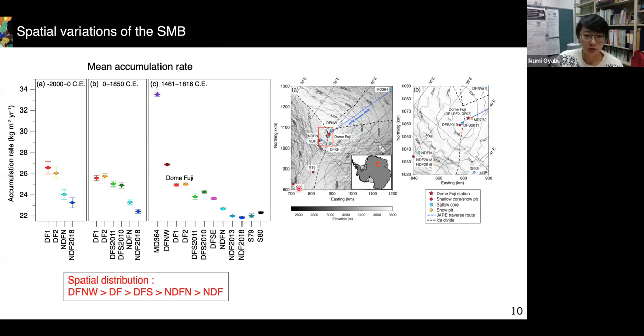This spatial distribution is also confirmed in longer time periods, in this figure and this figure. Such a clear spatial gradient around Dome Fuji depends on the site location relative to the ice ridges, combined with predominant wind directions and proximity to the ocean.